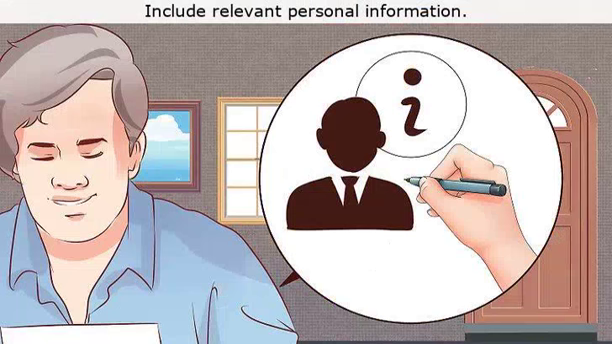Step 5. Include relevant personal information. Certain types of affidavits require information about the affiant, other than his or her name. This information appears in the first paragraph, numbered 1, and may include the address of the affiant.